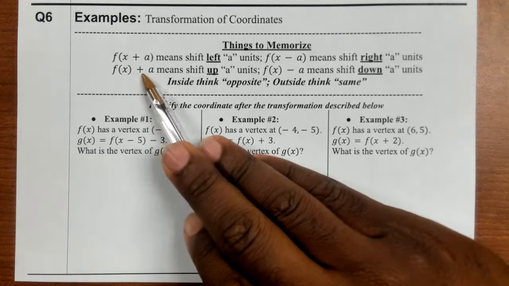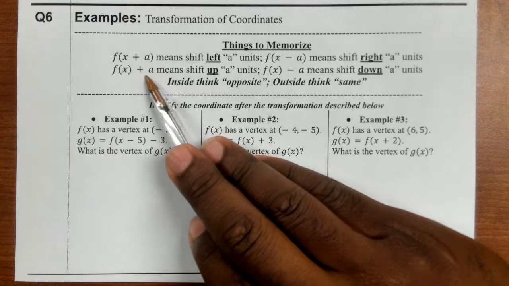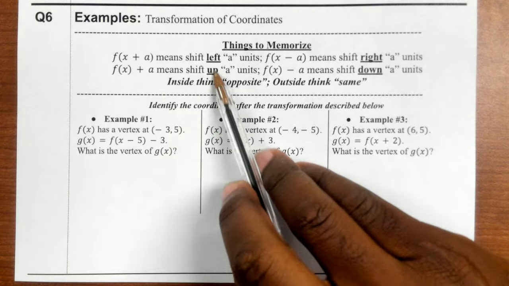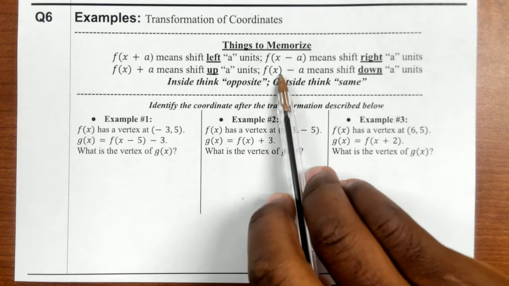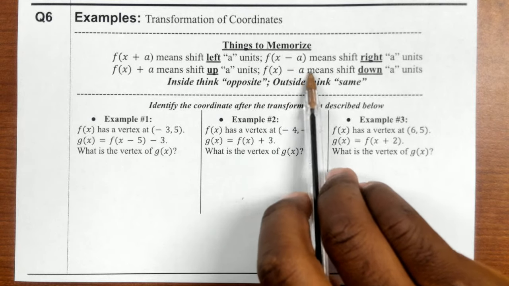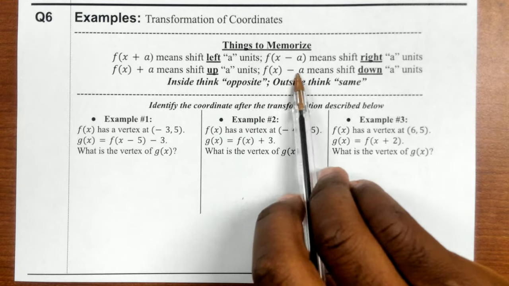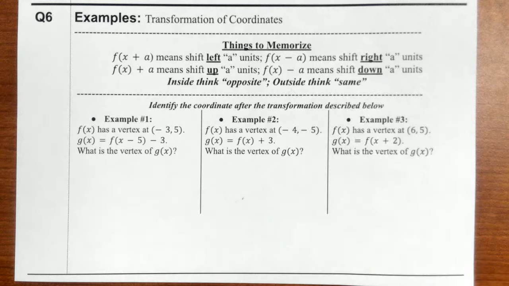If you see a positive number on the outside of the parentheses, that means you go up. And if you see a negative number on the outside of the parentheses, that means you go down. But what does that information really mean? Let me help you understand what that means.